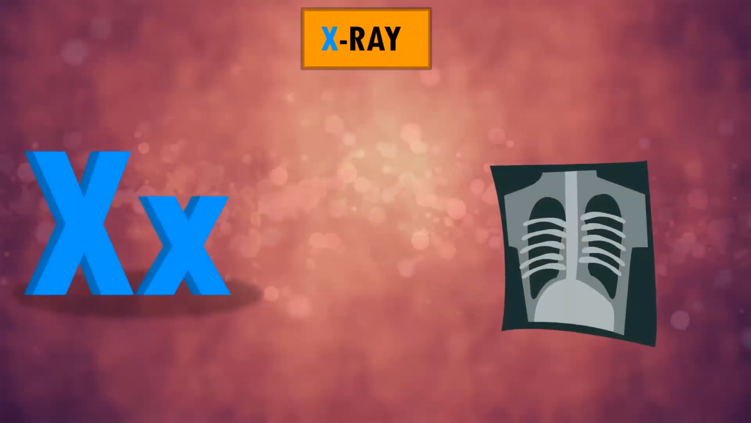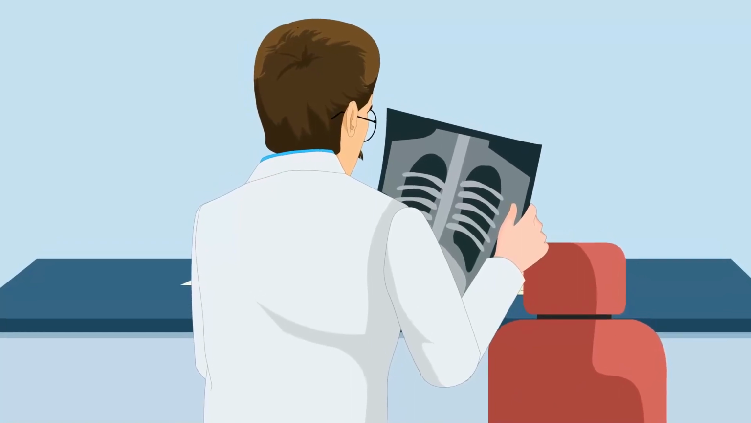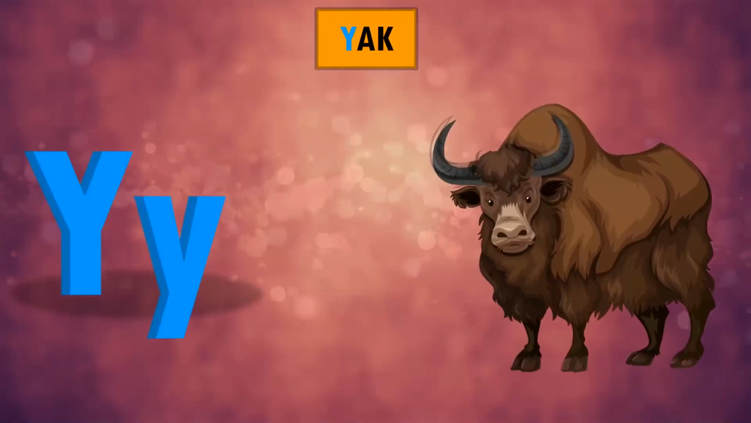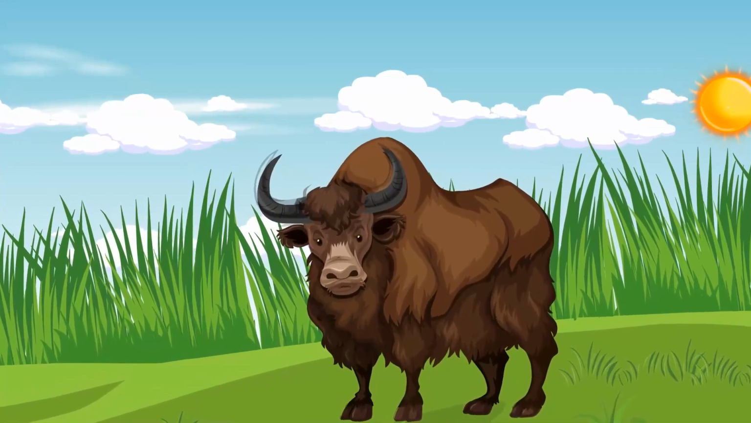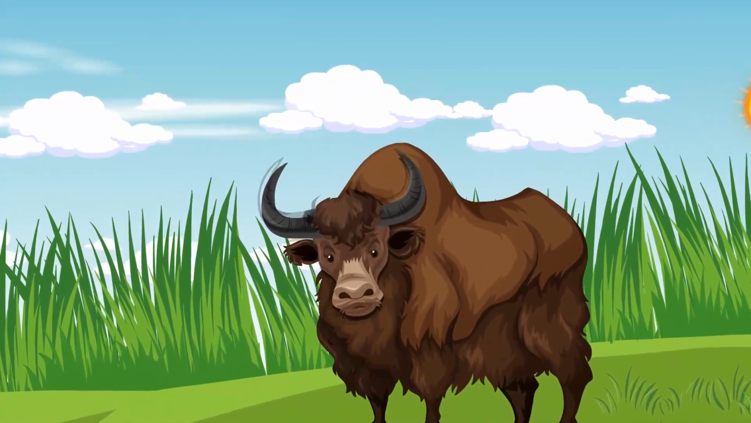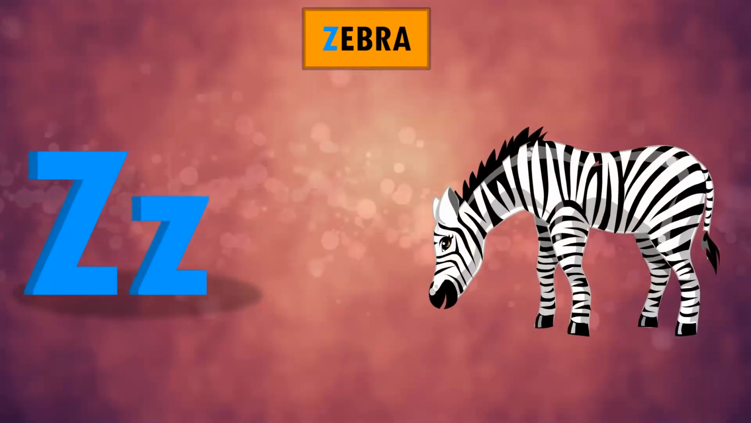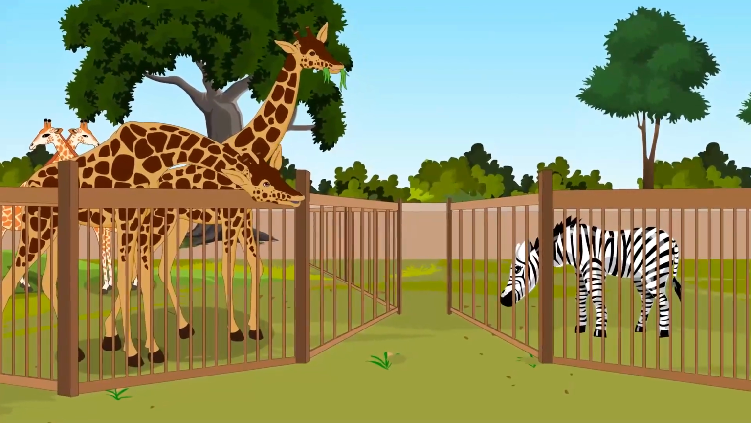X for X-ray and X for xylophone. Y for yak and Y for yogurt. Y, y, y. Z for zoo and Z for zebra. Z, z, z.